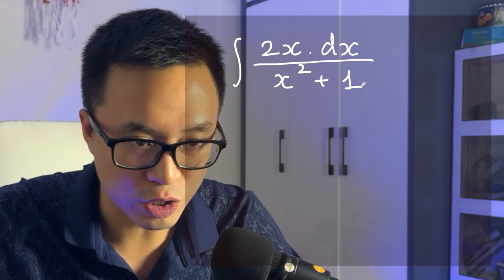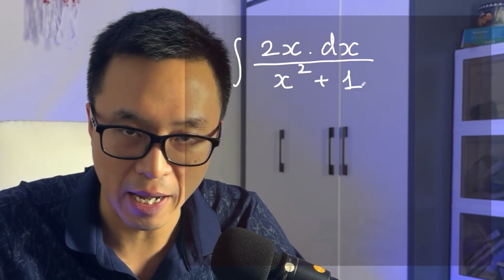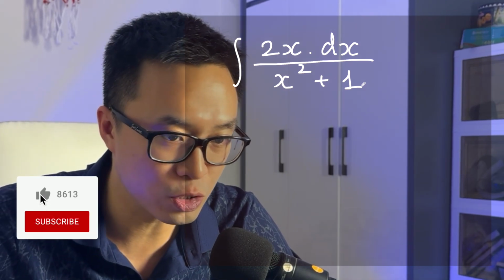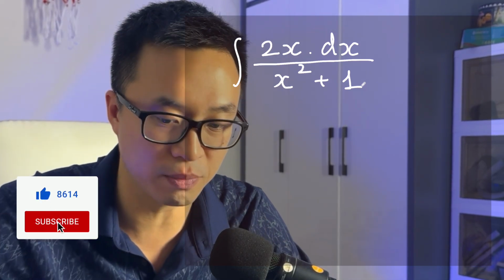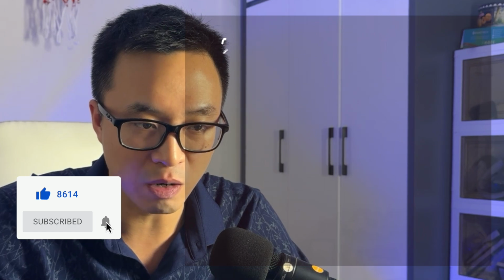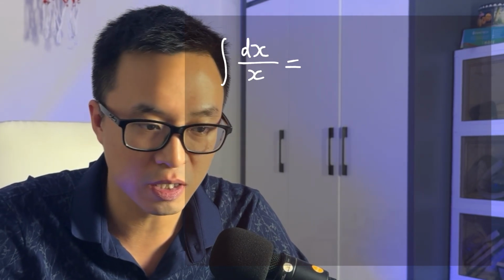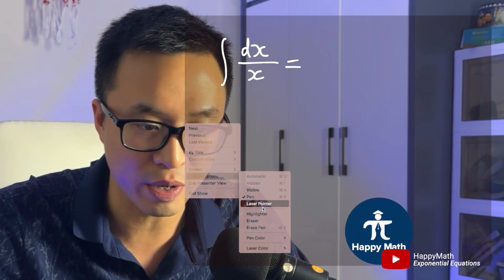For this integral question, we can see the numerator only has 2x and the denominator has x squared plus 1. Before I solve this, I need to simplify something. The first thing is the integral of dx over x. The function after the d and the denominator are the same thing.